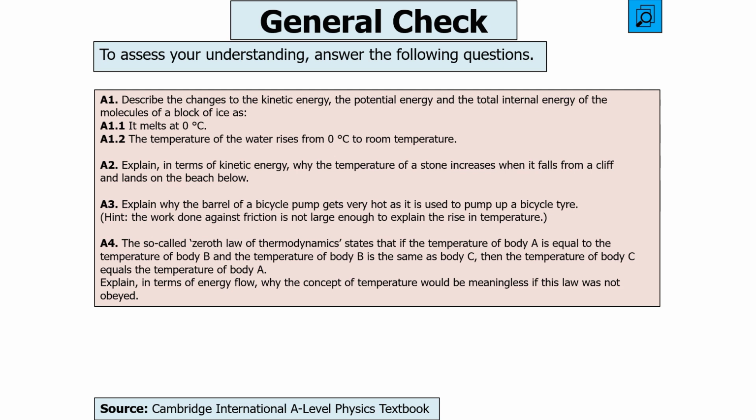And then the zeroth law of thermodynamics states that if the temperature of a body A is equal to the temperature of body B, and the temperature of body B is the same as body C, then the temperature of body C equals that of the temperature of body A. Explain in terms of energy flow why the concept of temperature would be meaningless if this law was not obeyed. So pause the video now, then unpause the video when you want to go through your answer.